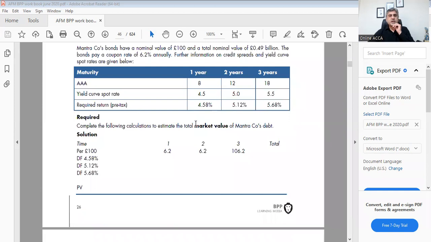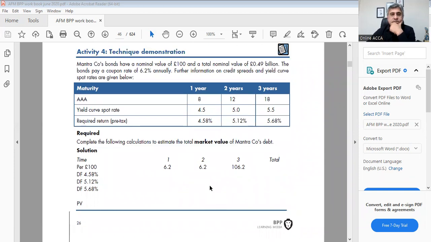Okay, this is one question. We need to do this question. It says complete the calculations to estimate the total market value of Mantra company's debt. Okay, and what is the question? You see, it's a very simple exercise. This is not an exercise which you expect to receive in an AFM exam at all. Never, never, never. But you have got these small steps while climbing up. So it's a very small step. It's just the beginning of the course, day number 1 of the lesson. So this is something very simple.